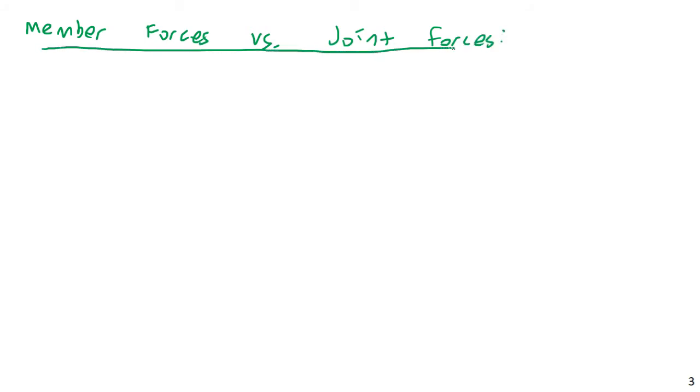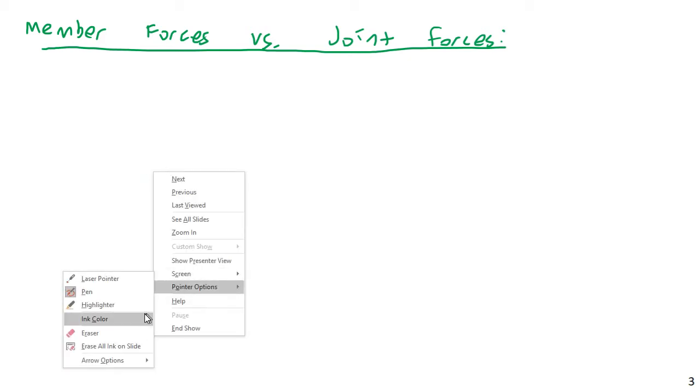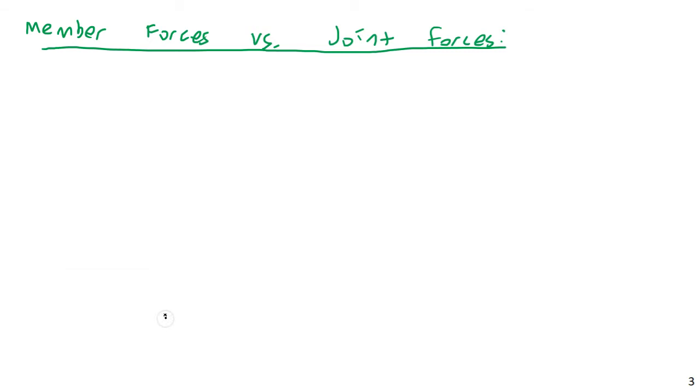Because we're going to be drawing a lot of free body diagrams of joints, we need to make sure that we know what tension and compression look like for a joint. So consider this for a moment. Imagine you have a truss member, and this truss member passes between a set of joints, like this. So we have a truss member that goes between two different joints.